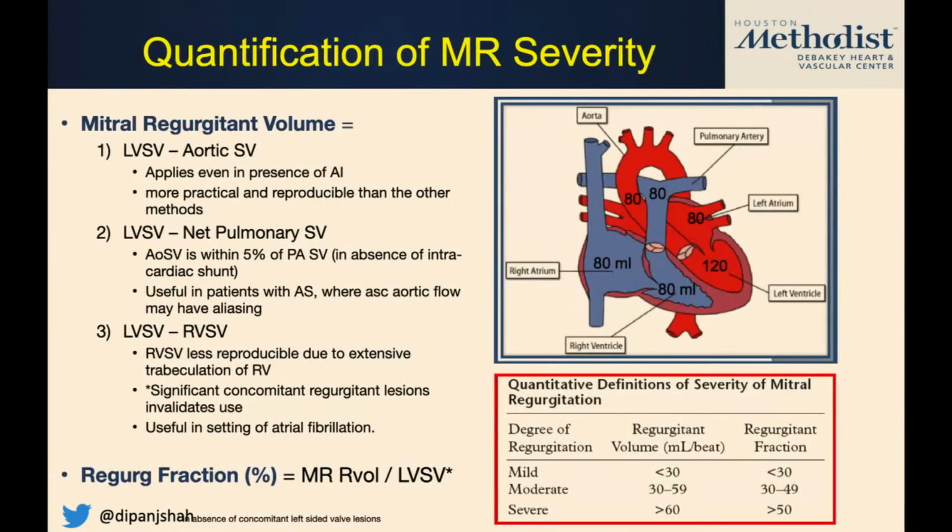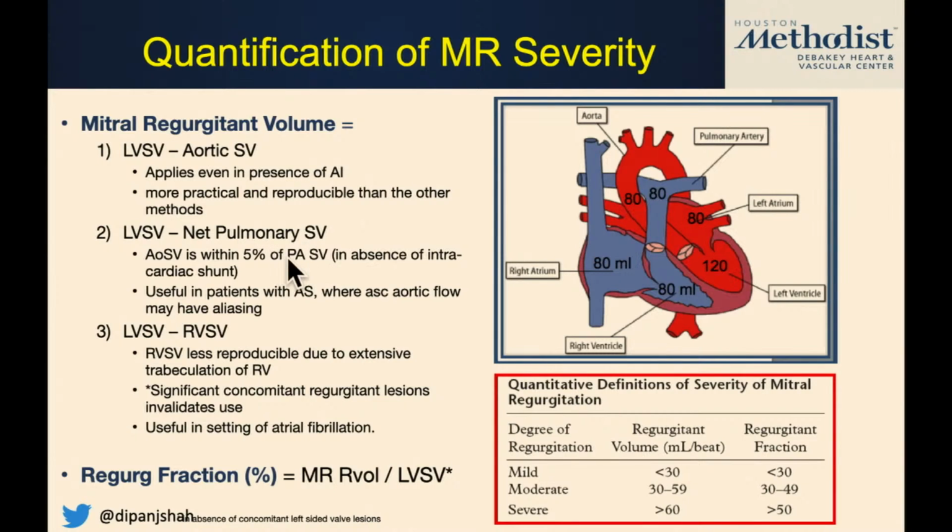Where that's useful is that the difference between the LV stroke volume and the net pulmonary artery flow should also be similar to the difference between the LV stroke volume and the aortic outflow. So if for some reason your aortic phase contrast is problematic, or you forgot to do it, you can always rely on this method as a backup to compute the mitral regurgitation.